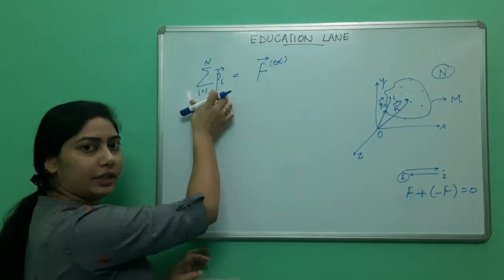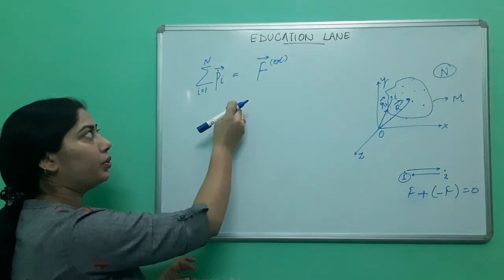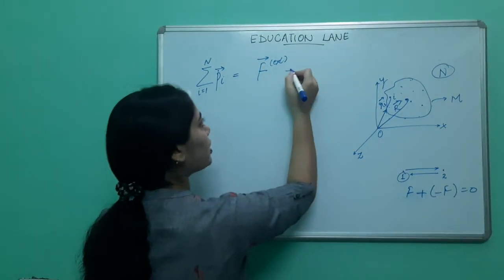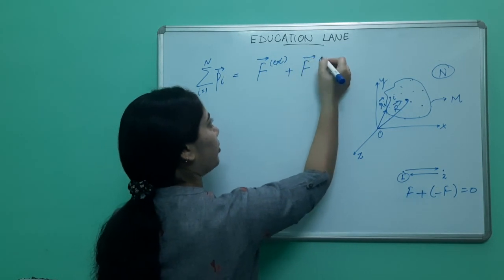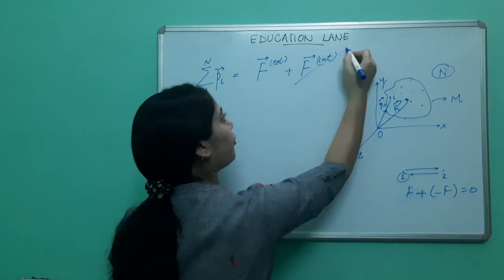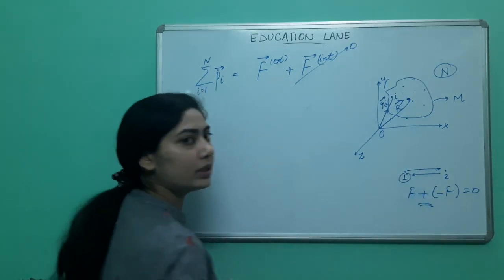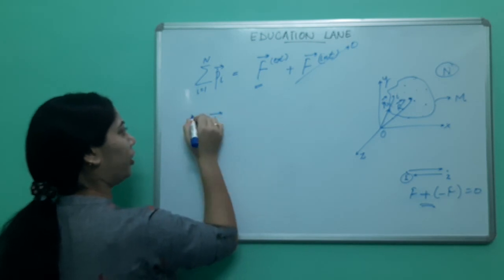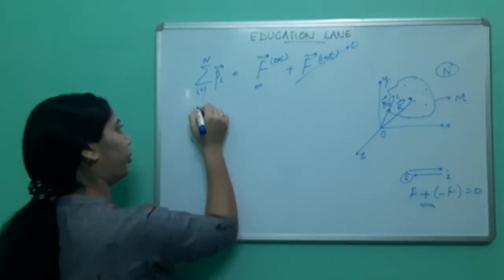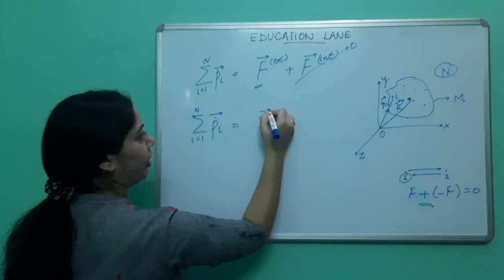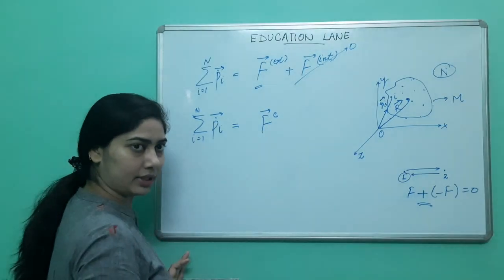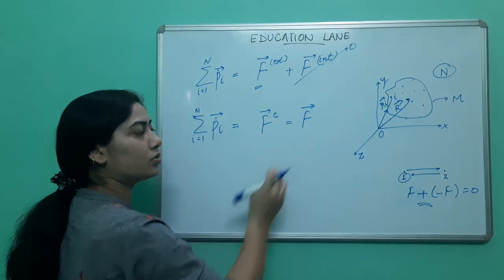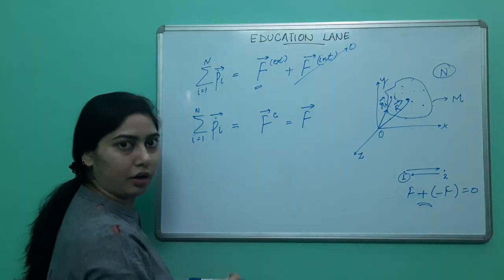So the derivative of the total linear momentum of the system is equal to the total force. This total force is external force plus internal force. But this internal force, I told you, cancels out to be 0. So I am considering P_i dot, summation over i equal to 1 to n, of F_i external, or simply I am writing it F. It is understood that it is external force.